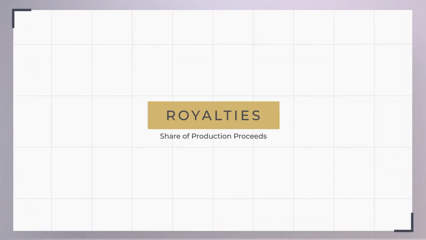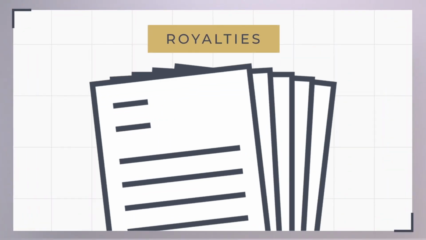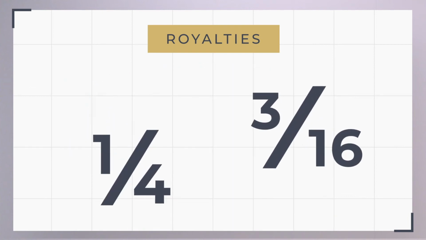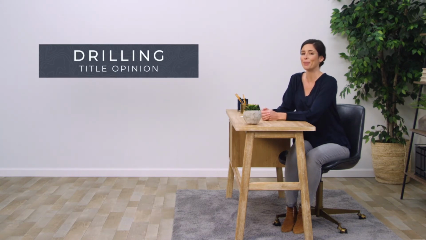Remember, the royalties are the share of the production proceeds, and it's stated in the lease as a fraction, like an eighth, 3/16, or a quarter. As with all terms of a lease, this portion is negotiable. After leases are negotiated and recorded in the proper counties, it's time for the drilling title opinion.